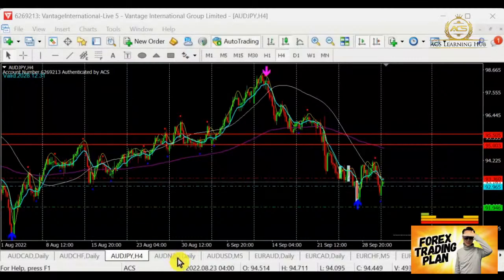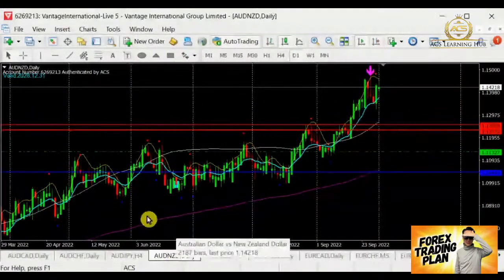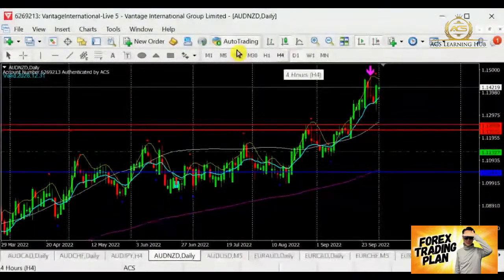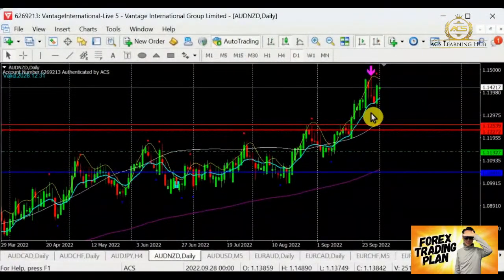Okay, Aussie Kiwi. Let's take a look at Aussie Kiwi. We are still in the bull, so it's still good for buying, not for selling yet. Currently, buyers can take note, but sellers have to stay away.